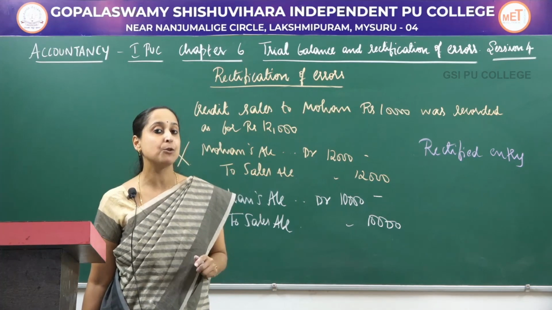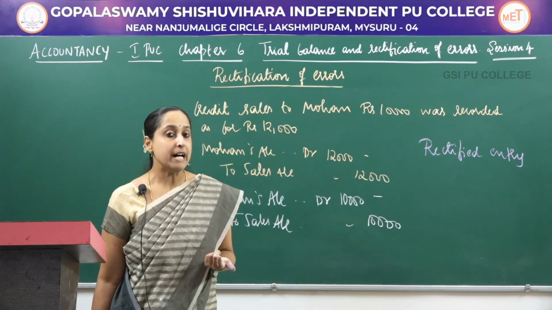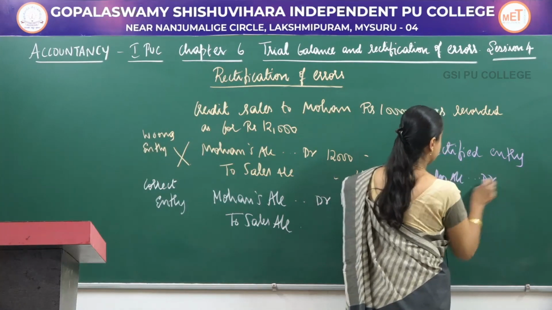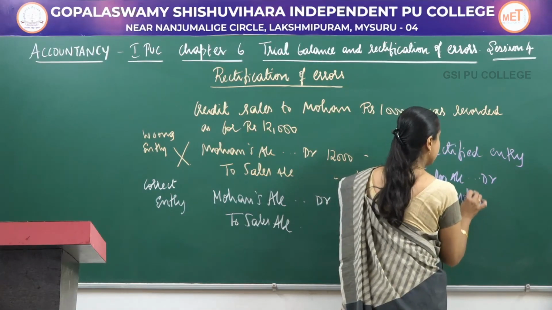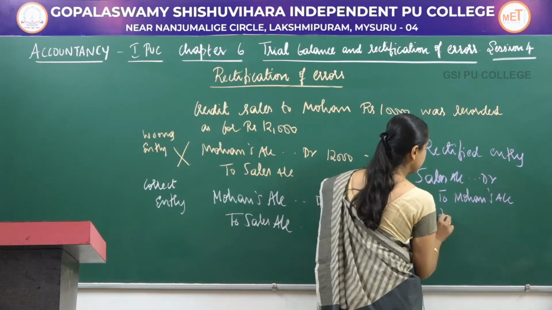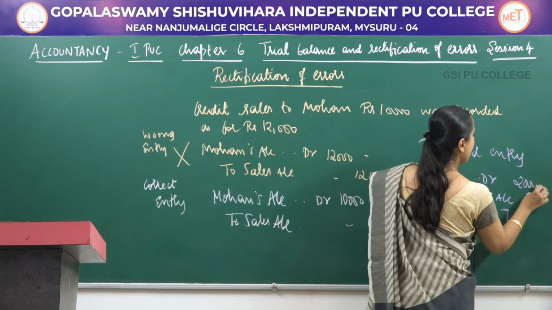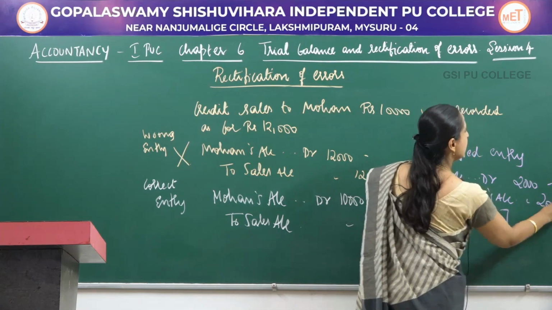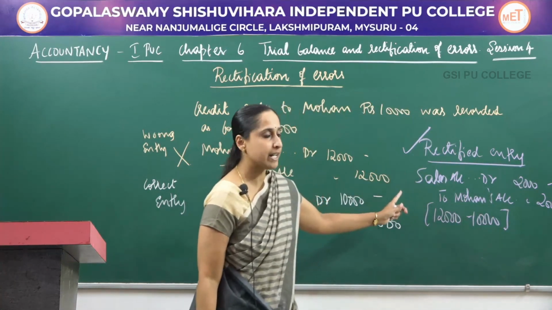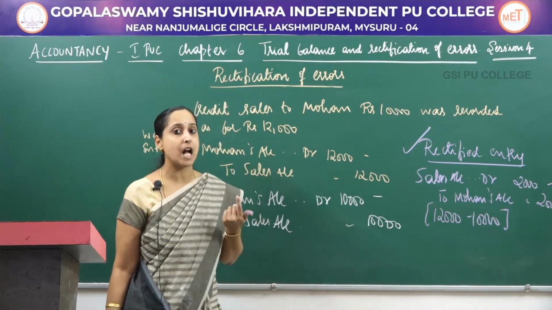In this case we have to write a reverse journal entry. Now we have to write it as sales account debit to Mohan's account. Here also we have to write the difference amount. From 12,000 if I subtract 10,000 it comes to 2,000. So this is the rectified journal entry. We correct the mistake and post the journal entry. This we do in case of overcast.